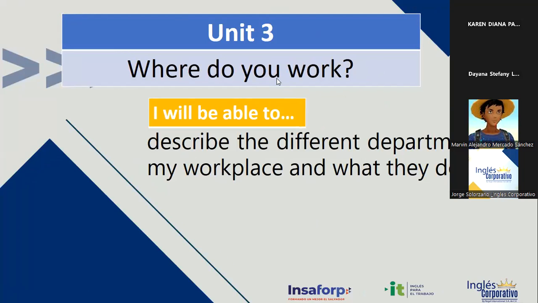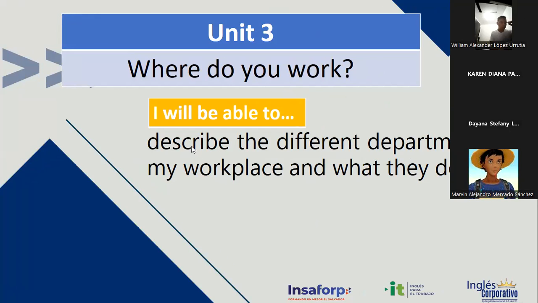Okay, I have another message. Okay, good. So let's read the objective for tonight. Luis, can you help me read it, please? Okay, describe the different departments in my workplace and what they do. Good. What are the departments? The purchase department, human resources, etc. We're going to learn this tonight.